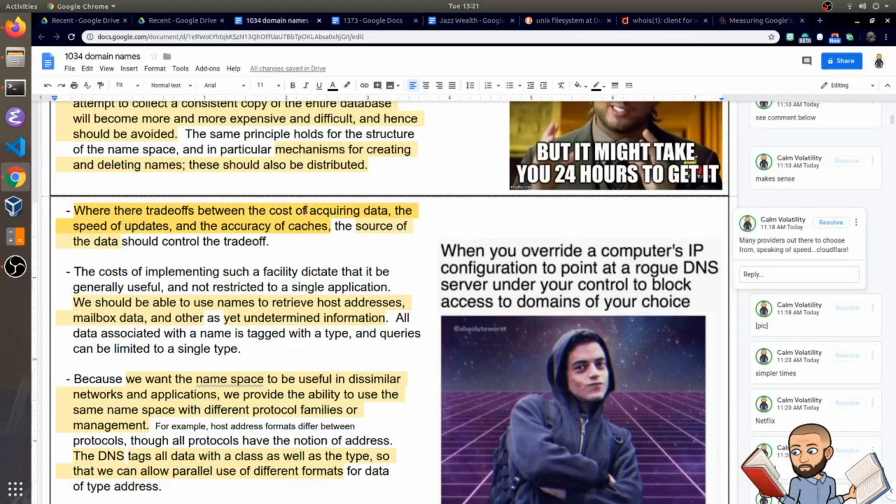And Cloudflare has been in the news recently because they claim to be the fastest, the speediest, not just in getting updates. They're talking about in resolving the DNS request.